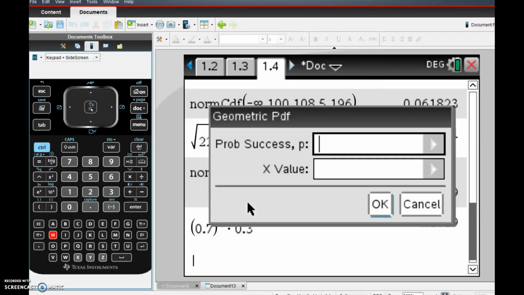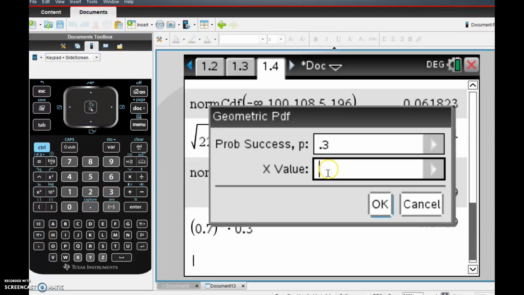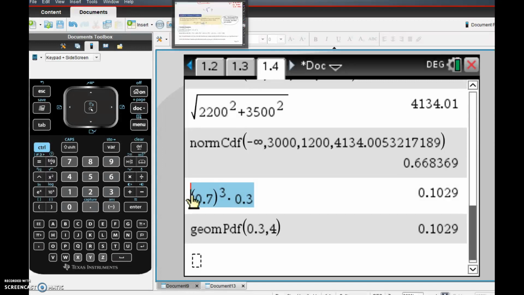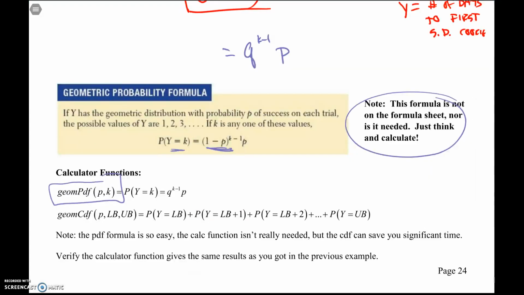Probability of success is 0.3. And what's the probability we get our first success on the 4th day? So they just wrote a program to calculate this for us in the background. Note, the formula is so easy, the calculator-related function isn't really needed.